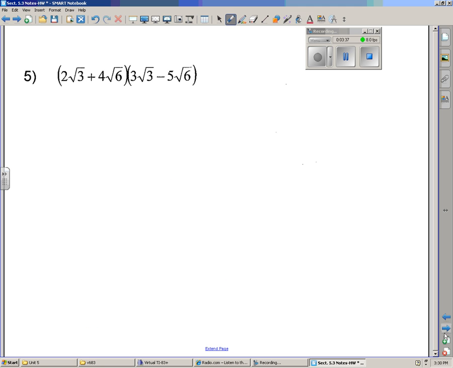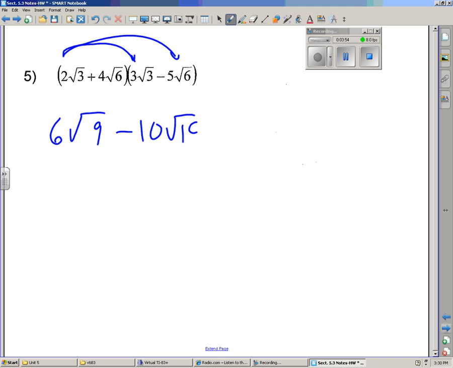The last one you're going to be doing is a binomial times a binomial. So distributive property or FOIL. Let's see what happens here. 2 rad 3 times 3 rad 3 is 6 rad 9. 2 rad 3 times negative 5 rad 6 is negative 10 rad 18.